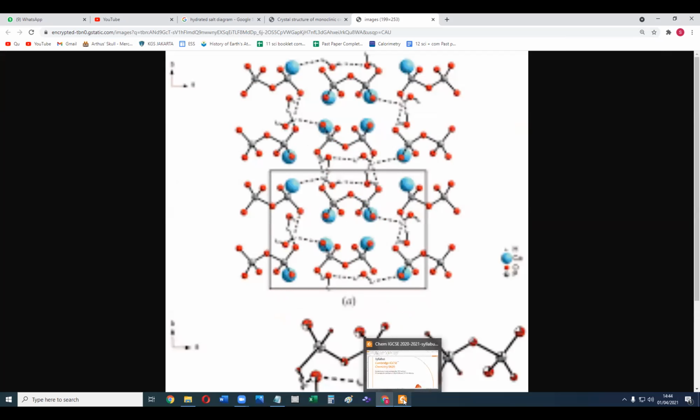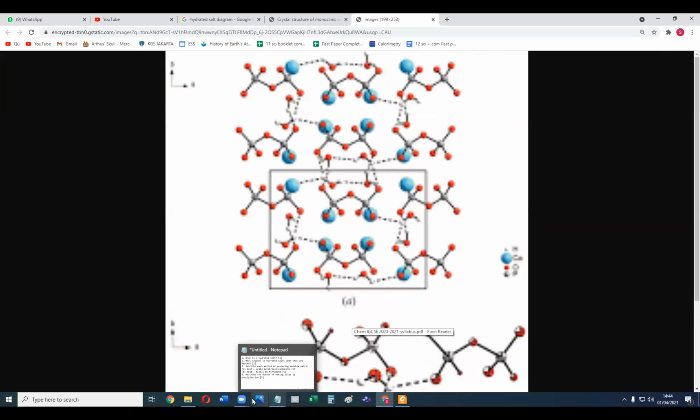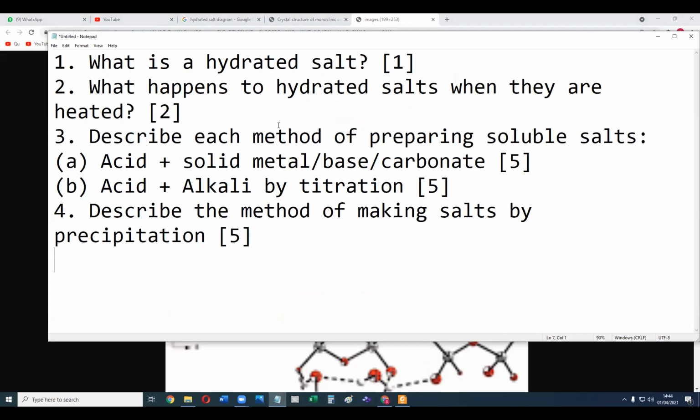Now let's get into the next question. The next question is, what happens to hydrated salt when they are heated? When they are heated, then the covalent bond between the salt and the water is going to break down, and the water going to evaporate. So I'm going to write them down here.